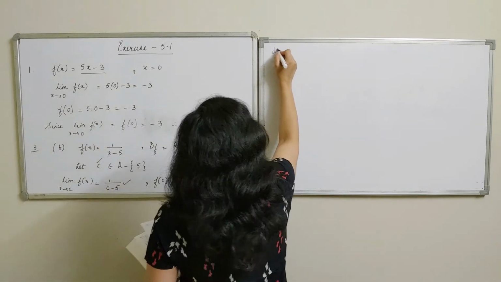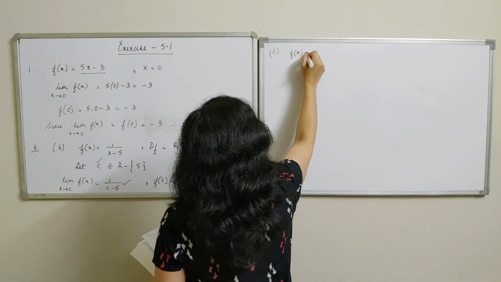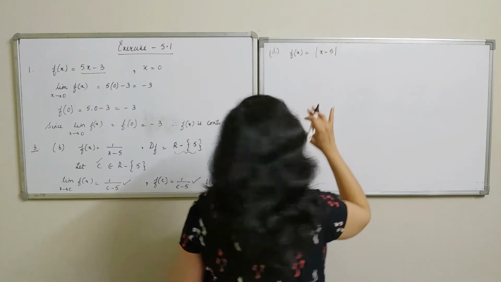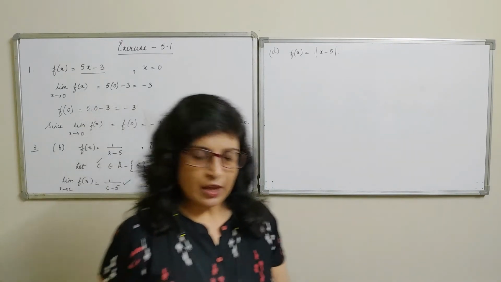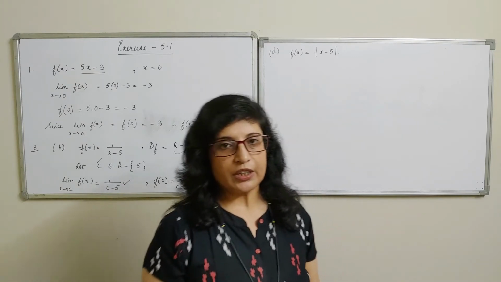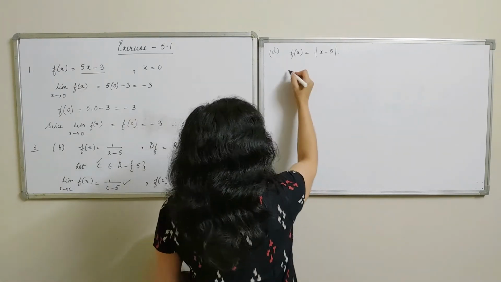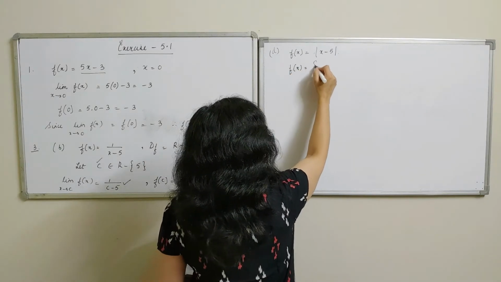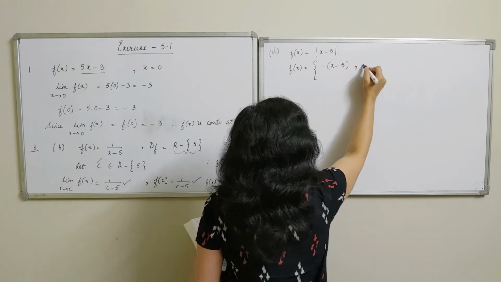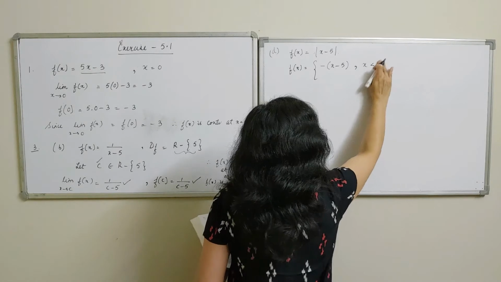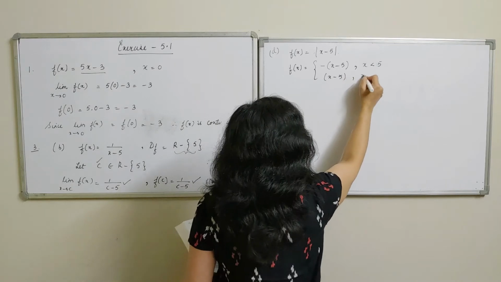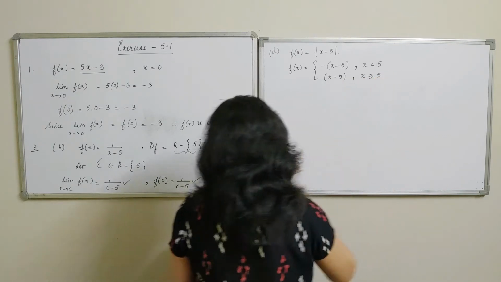Then the D part of this question: the function defined is the modulus function. Here again we are checking continuity of the function. Once again we are not given the point where the continuity is to be checked. Because it is a modulus function, we can redefine the function as minus x minus 5 whenever x is less than 5, and positive x minus 5 whenever x is greater than or equal to 5.